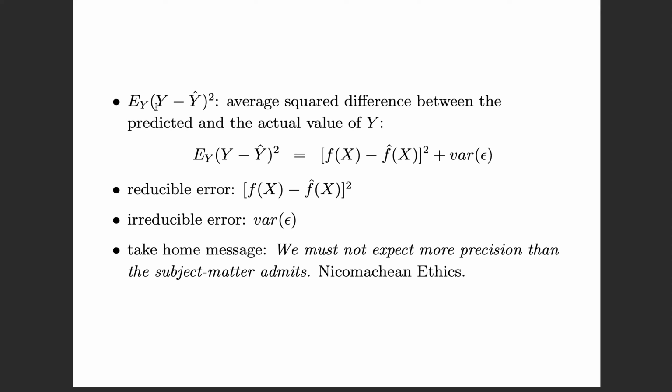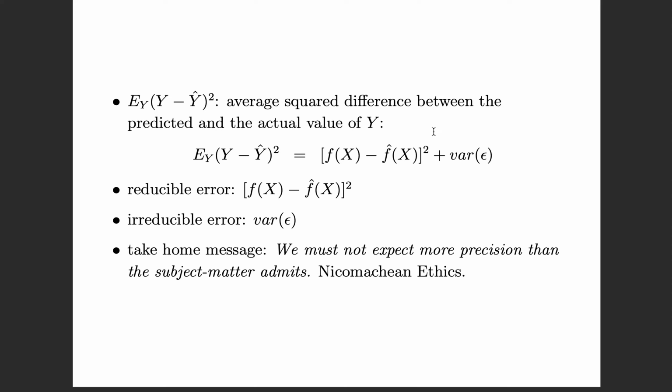In other words, you can show that the average squared difference boils down to the squared difference between the true unknown function and the estimated one, plus the variance of epsilon. So this is the reducible error, and this is the irreducible error. The take-home message is that we should not expect more precision than the subject matter admits.